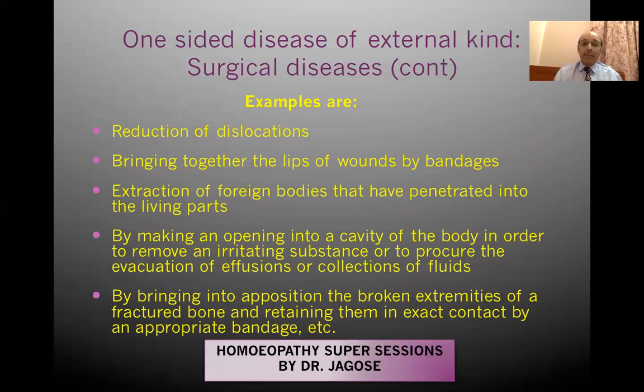Now, let us see the example, that will become much more clear. For example, Dr. Hahnemann has said reduction of dislocation. So suppose you had dislocated, for example, your shoulder joint. Do you expect to give the homeopathic medicine and do you expect the dislocation to be all right? Definitely not. You have to reduce the dislocation with the help of a surgeon or an orthopedic, and whatever pain, whatever discomfort is then occurring, then you can give the homeopathic remedy.